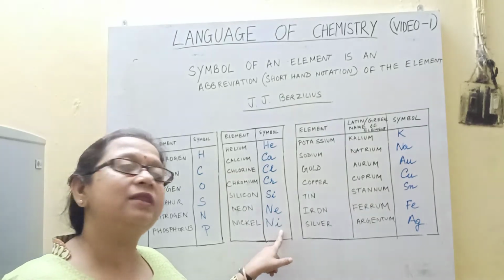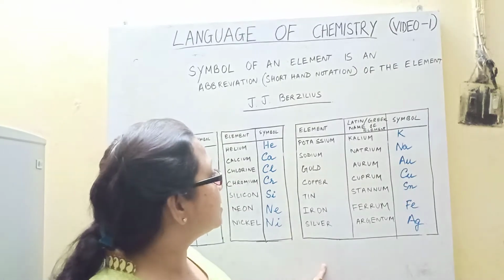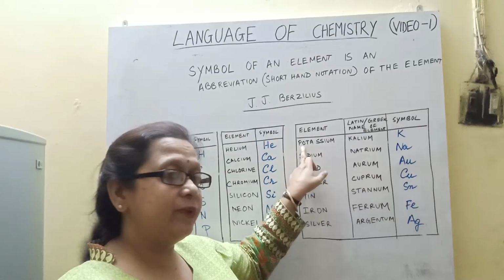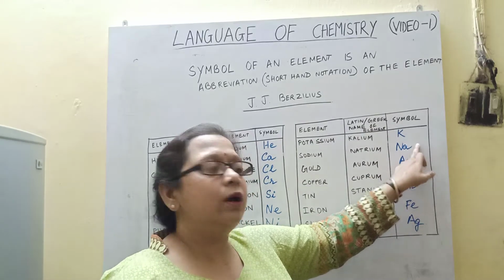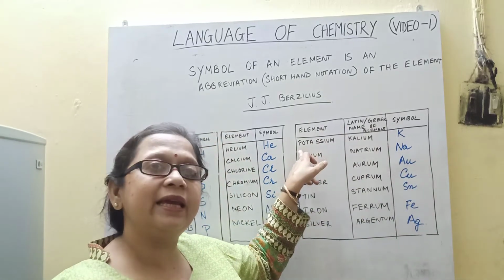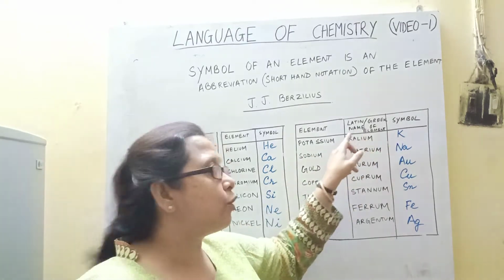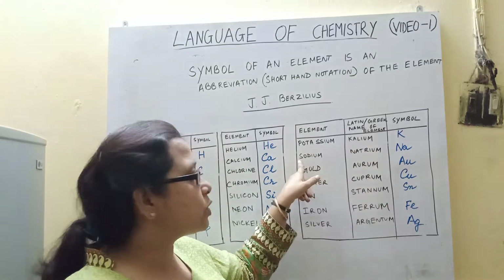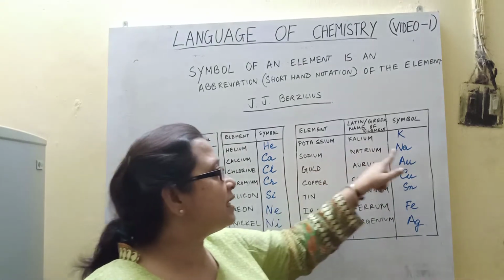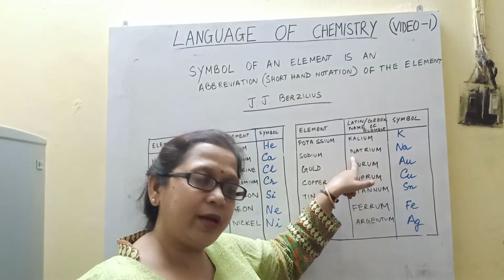Now there is a third way of representing the symbols of the elements. Potassium, its symbol is K, which has no resemblance with its English name. This K has come from its Latin name Kalium. Likewise, sodium, its symbol is Na, which has come from its Latin name Natrium.